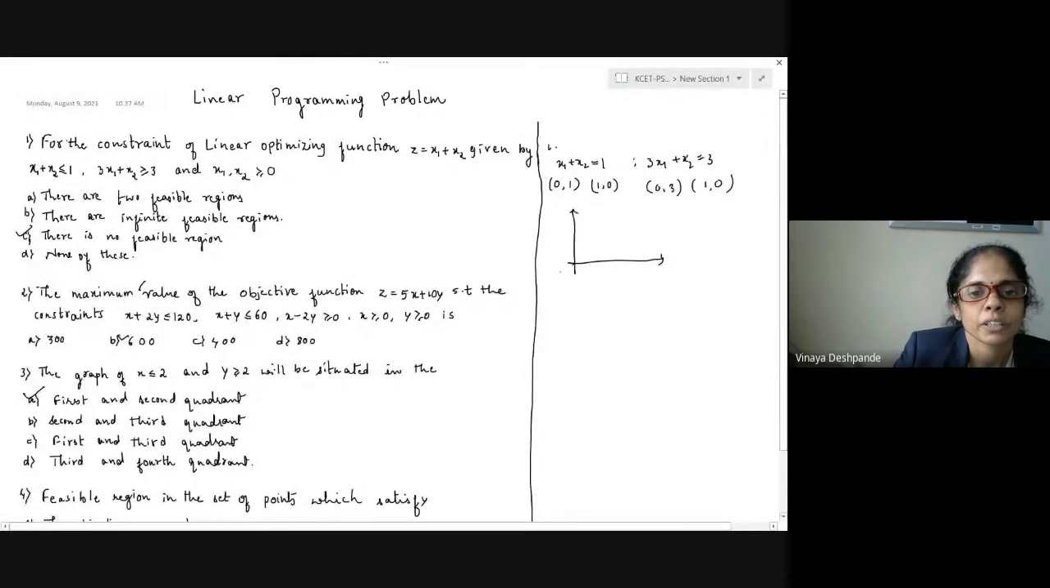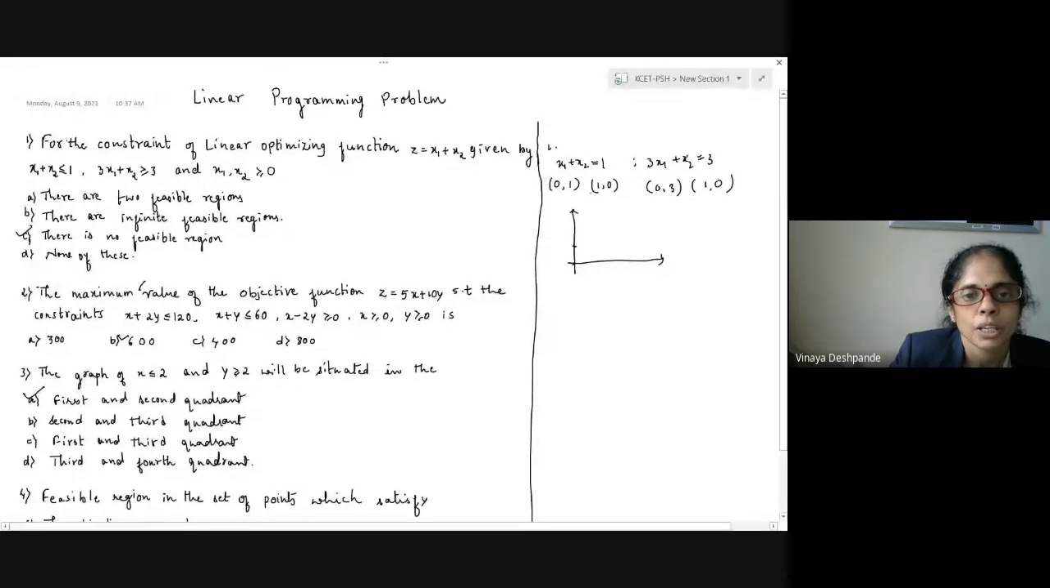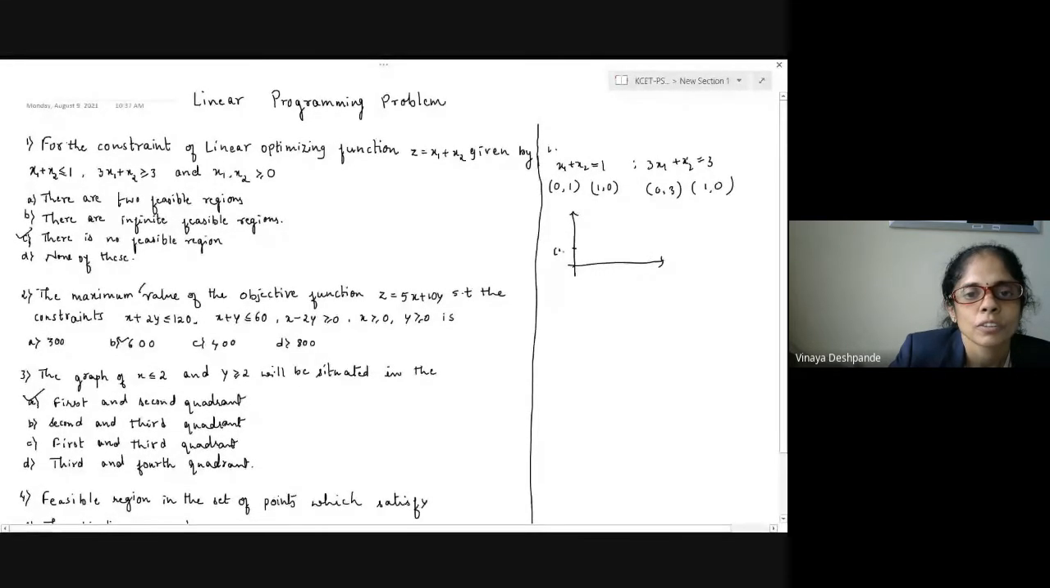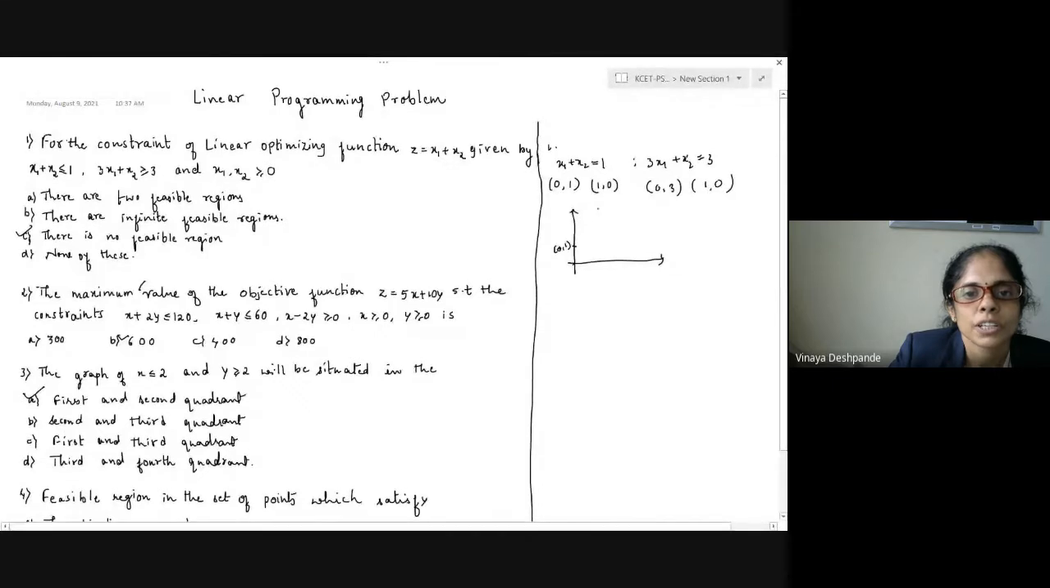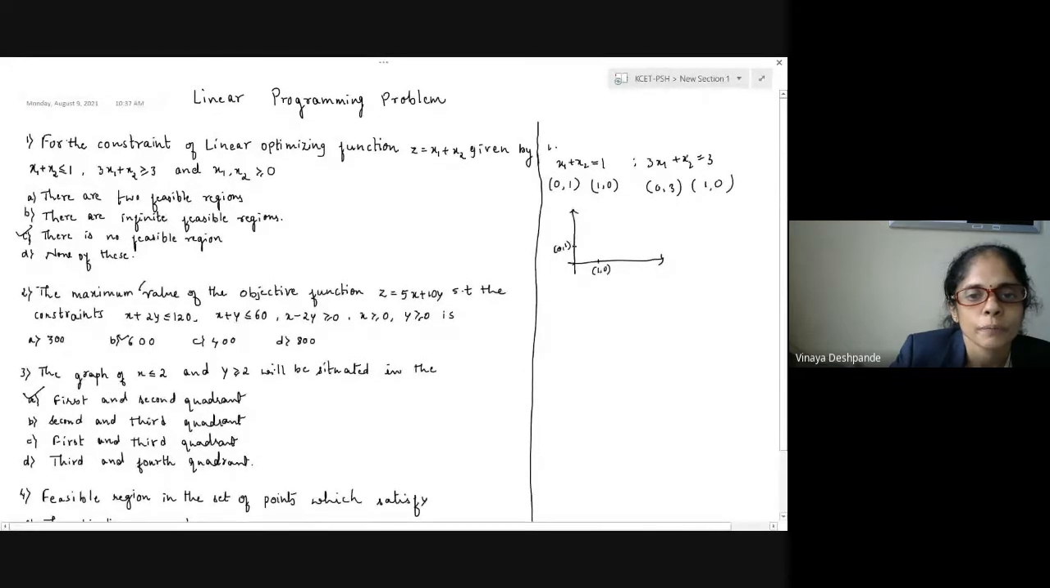So approximately we'll mark the points. This is 0 0, the origin. Okay, x is 0, y is 1, so somewhere here we'll mark. This is (0,1). Next x is 1, y is 0, we'll mark here, approximately. So join these 2 points with the help of a straight line.